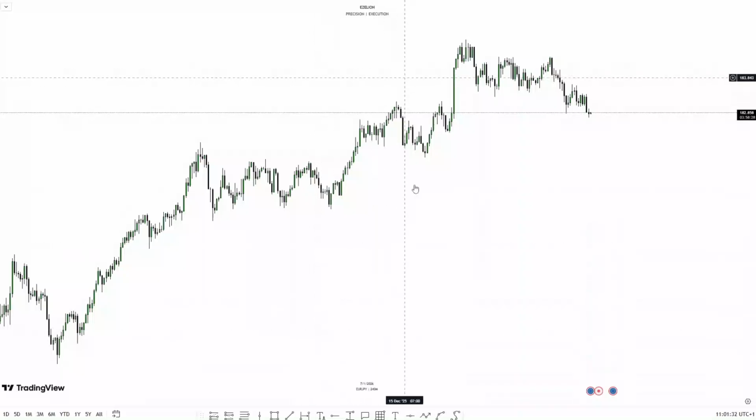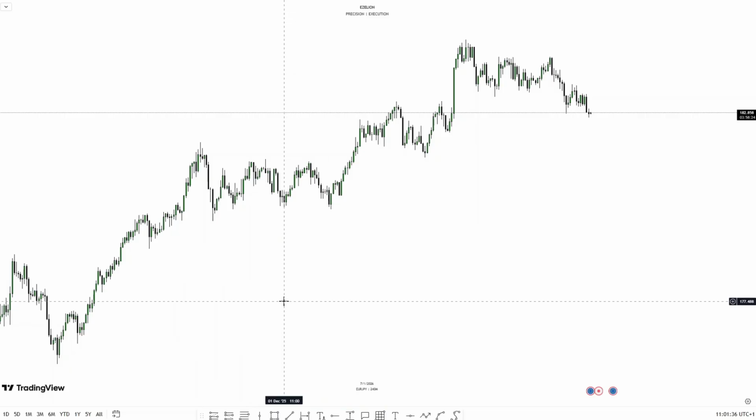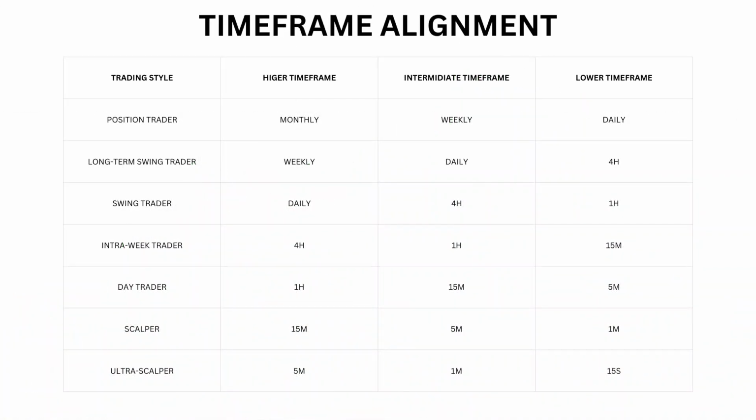In this video, I'm going to teach you guys how to read the chart, analyze the market, and come up with a setup in less than 7 minutes. The first thing you want to take note of is that you must be working with three time frames. Yes, and these time frames are your higher time frame, intermediate time frame, and your lower time frame. Now, depending on the trading style you choose, these time frames are going to vary.